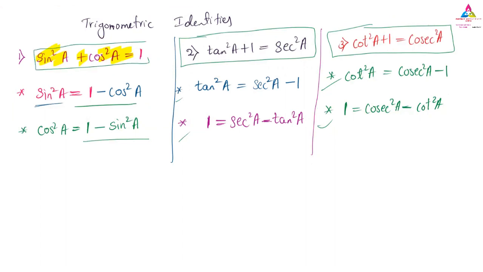Sin square a plus cos square a is equal to 1, tan square a plus 1 is equal to secant square a, and cot square a plus 1 is equal to cosecant square a. Any doubt, you can ask.